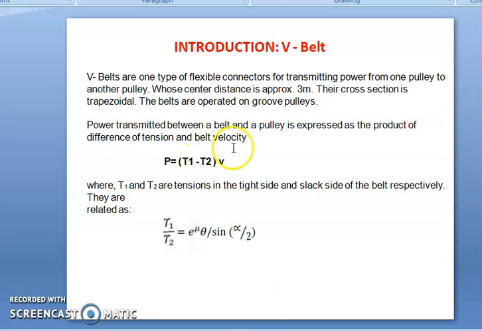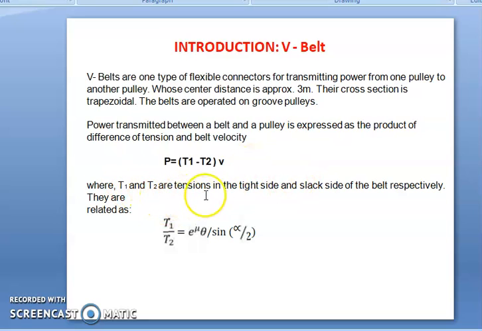The power transmitted between the belt and a pulley is expressed as the product of the difference of tension and the velocity of the belt. P is equal to (T1 minus T2) into V. That is the same as we have already used for the flat belt.